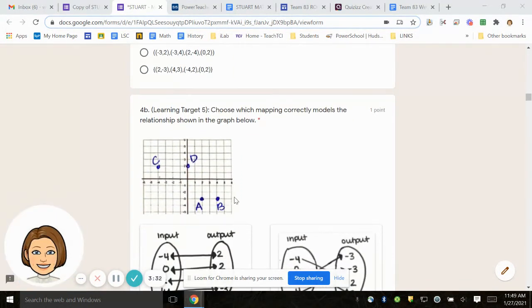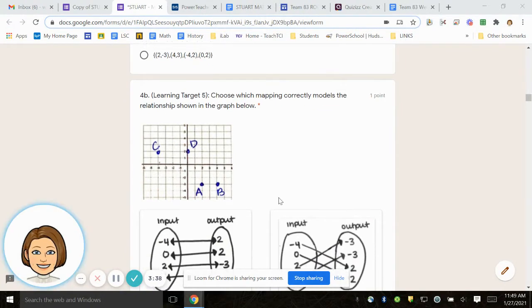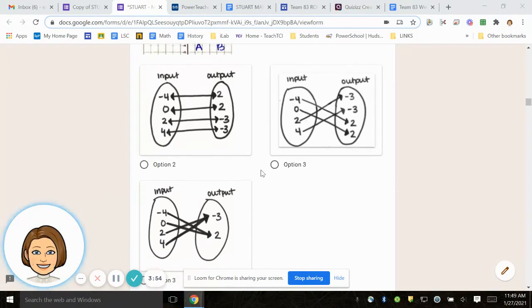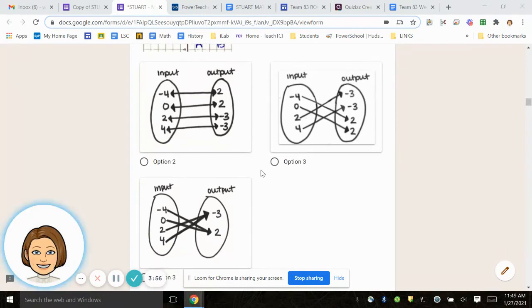For B, you're using the same ordered pairs and identifying which mapping diagram matches it. So again, A is (2, -3). B is (4, -3). C is (-4, 2). And D is (0, 2). So which of these 3 mapping diagrams matches that?